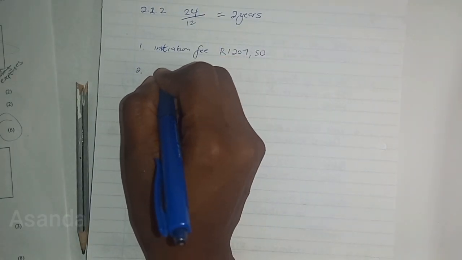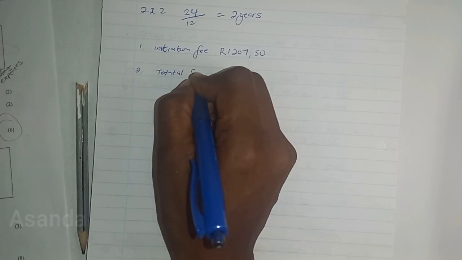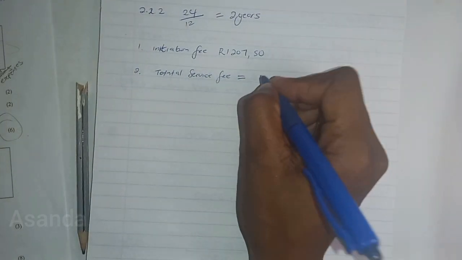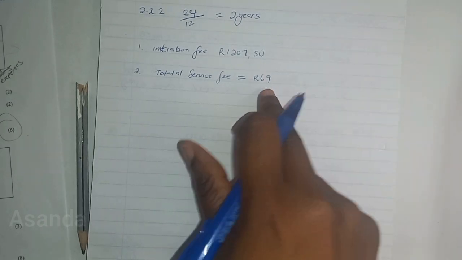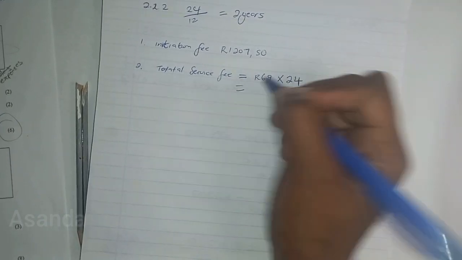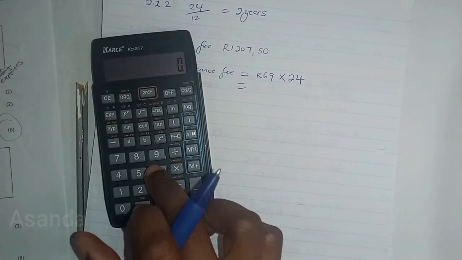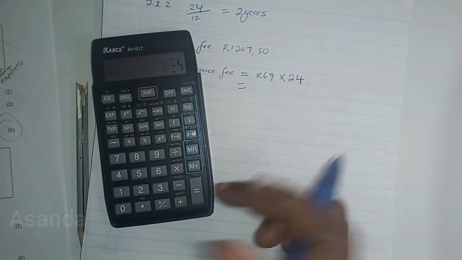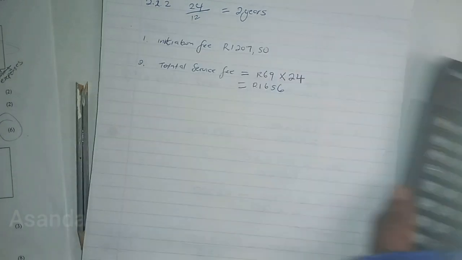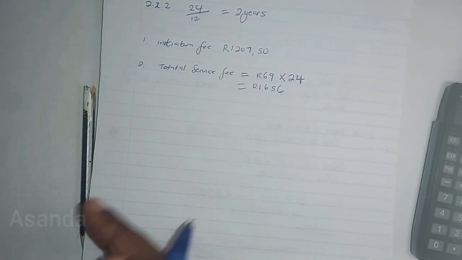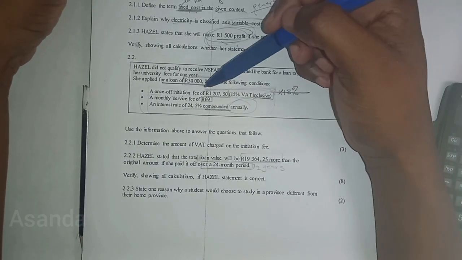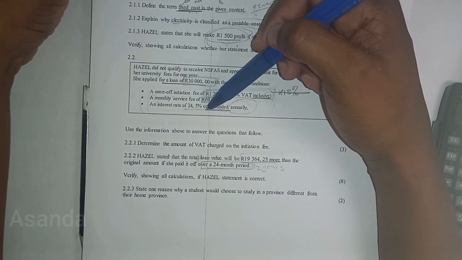And then the second thing we're going to look at is the service fee. The total service fee is 69 rand per month. So we're going to pay 69 rand for 1 month, but she's going to pay over 24 months. So she's going to pay 24 service fees, and that is 69 times 24, which is 1,656 rand.